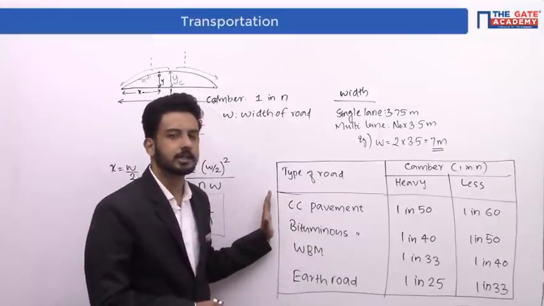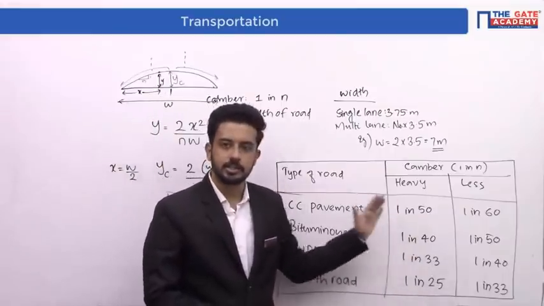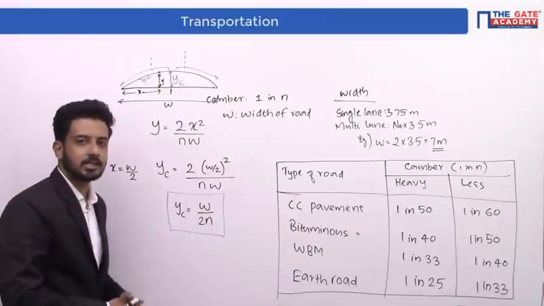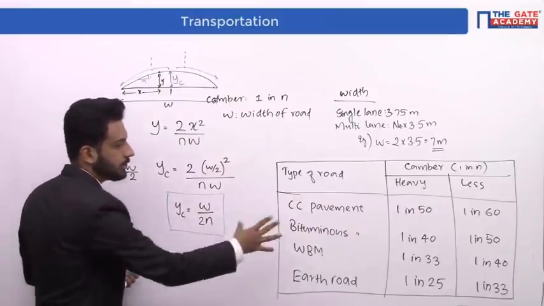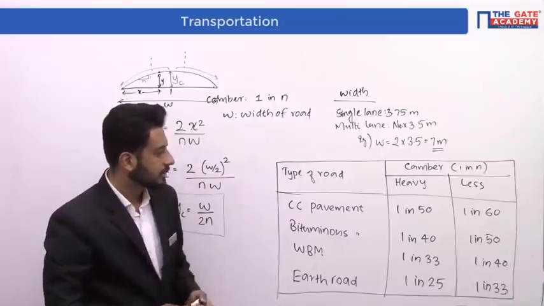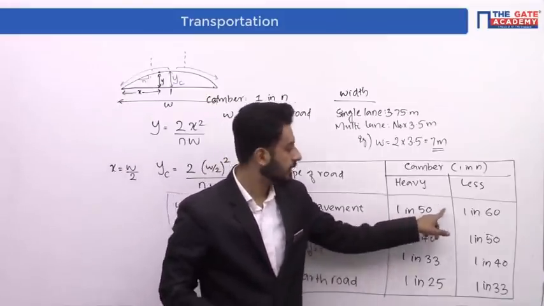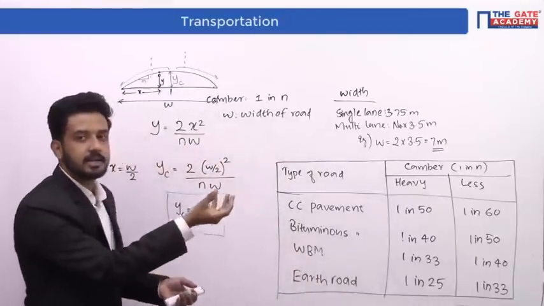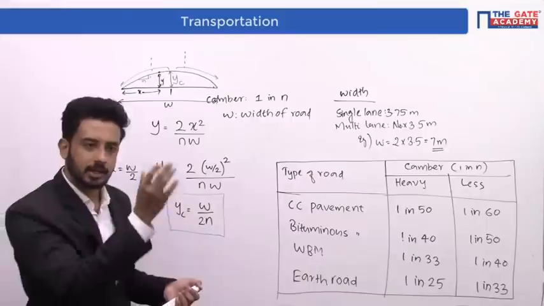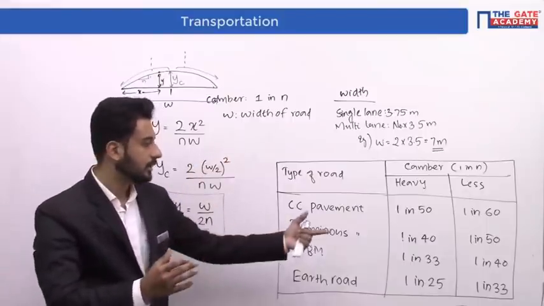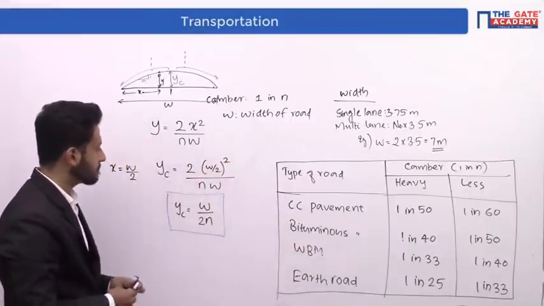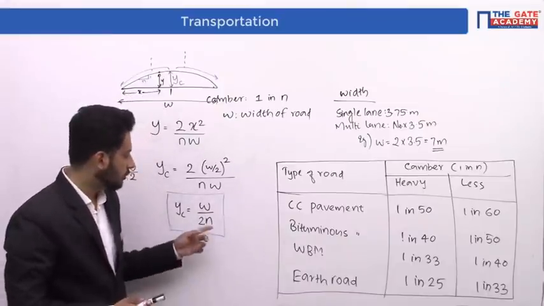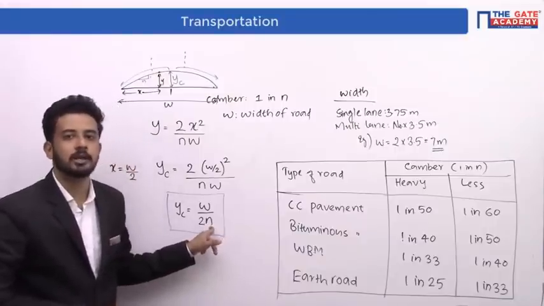So if you remember this table, you will get questions for 1 mark as well as questions which will be asked for 2 marks. There also you need the value. Okay, so this is 1 in n. The n value means the right hand side value. The camber is a slope, 1 in that value.